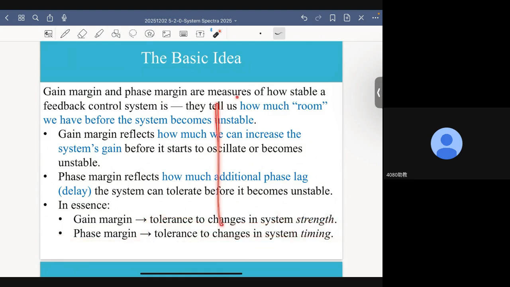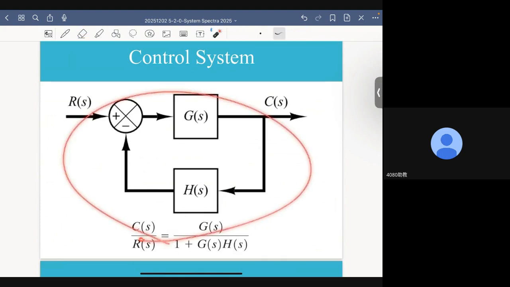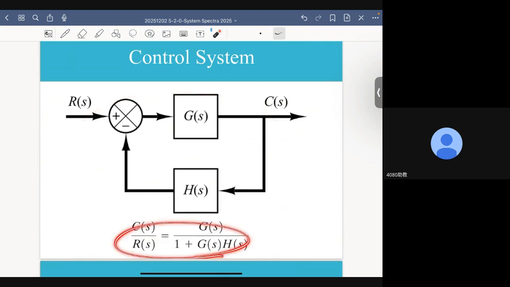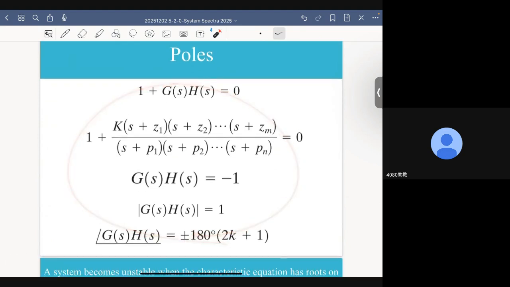Now, here, I just gave you the facts on the impacts of gain margin and phase margin. I have not yet told you why these conclusions are true. And that is what I want to do next. Let's go back to this diagram, which is a block diagram of a feedback control system whose transfer function is this. We saw this slide before, right?